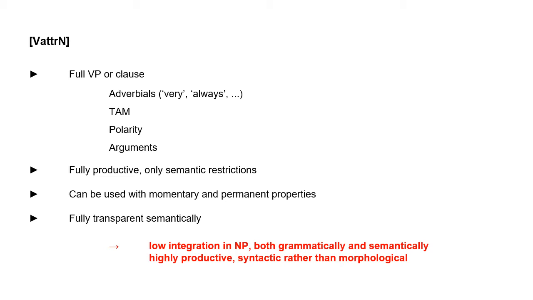These attributive verbs and nouns as a noun phrase are fully productive, apart from semantic restrictions, of course, like semantic clashes. They're fully transparent in their semantics, so there's no idiosyncratic meaning involved there. And they can be used in all cases of attribution, so the property can be momentary, can be permanent, can be anything, which of course makes sense because you also can add the tense aspect markers.